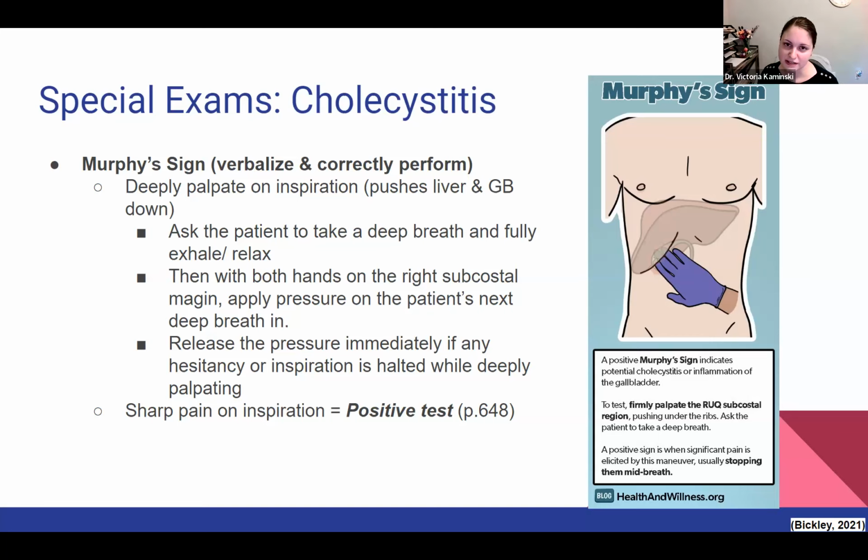And if the patient is reluctant to take a breath or sharply winces, anything like that, that is considered a positive Murphy sign. And that is absolutely an indication for you to get further testing at that point. It does not necessarily mean 100% certainty that the patient has cholecystitis, but it is a concerning abdominal exam finding, which requires further workup.